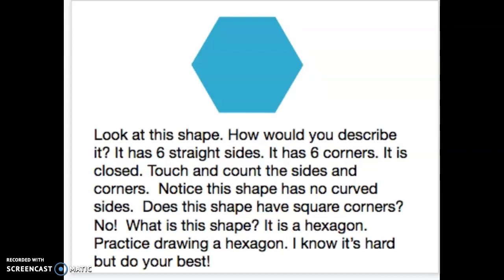Look at this shape. How would you describe it? It has 6 straight sides. It has 6 corners. It is closed. Touch and count the sides and corners. Notice this shape has no curved sides. Does this shape have square corners? No. What is this shape? This shape is called a hexagon. Practice drawing a hexagon. I know it's a little hard, but just do your best.